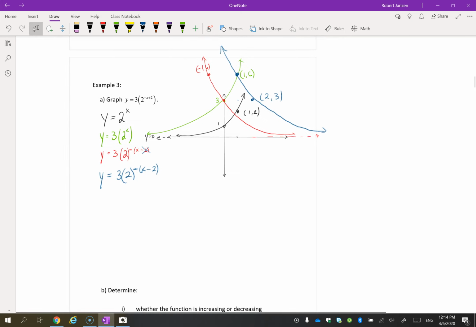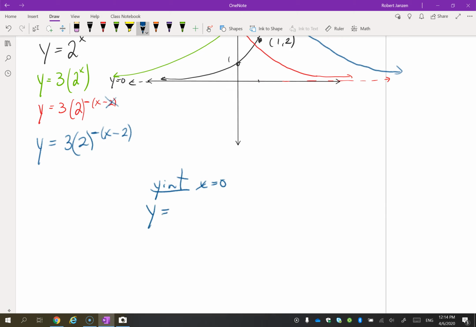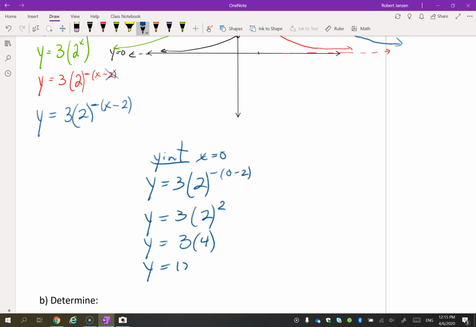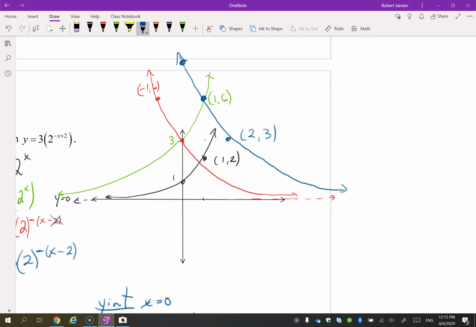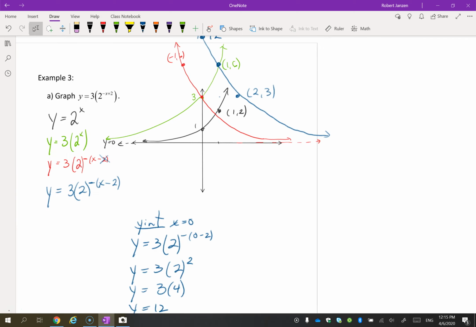And there's no new x-intercept, but there will be a y-intercept now that we don't know. So let's figure that out. Y equals 3 times 2 to the power of 0 minus 2. This is y equals 3 times 2 to the power of 2, which is 3 times 4. So y is 12.